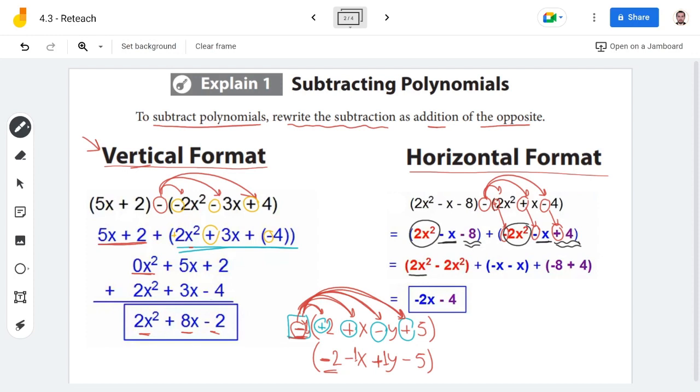So now, as you can see, 2x squared and 2x squared minus x minus 8 plus 4. So 2 minus 2 equals 0, so they cancel each other. Negative x is equal to negative 2x. Okay? Minus 4, and minus 8 plus 4 is equal to minus 4. So I hope you understand now the horizontal.